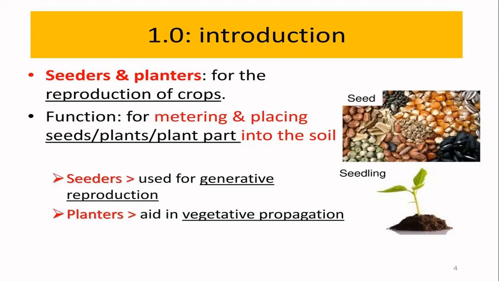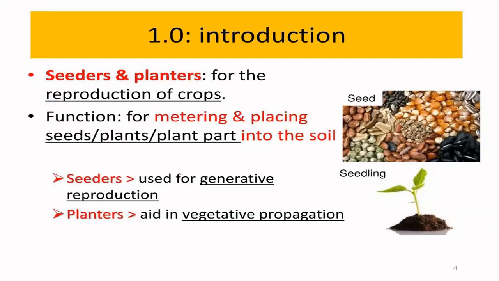So the function of this seeding mechanism: metering and placing. Very, very important functions, metering and placing. Why do we want to use a seeder? We don't have hands, so we don't have energy. Seed is a very milligram amount. So why do you use this seeder? Yes, metering means calibrating the number of seeds for a particular area. What is metering? Calibrate or calculate, measure the accurate amount of seed.